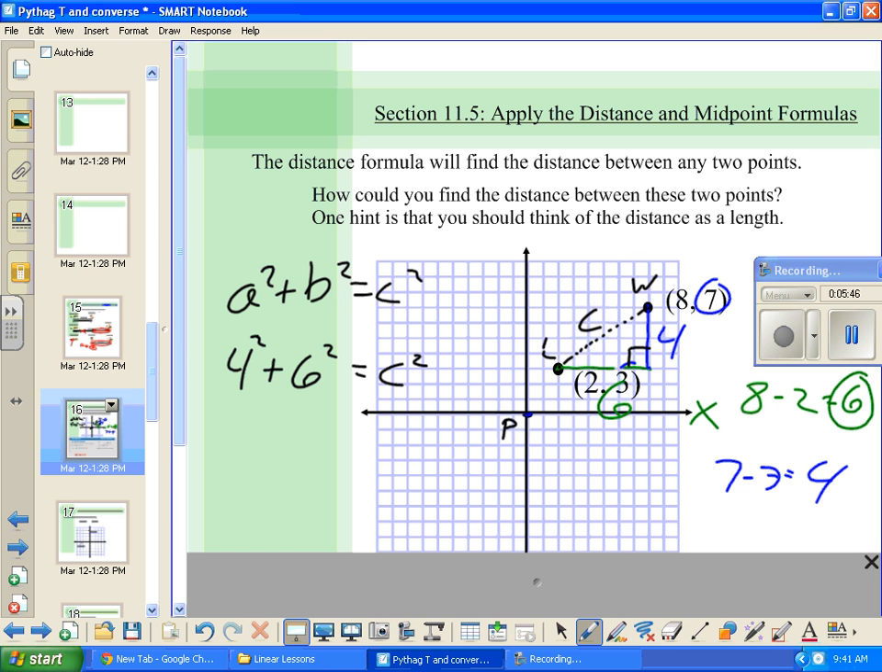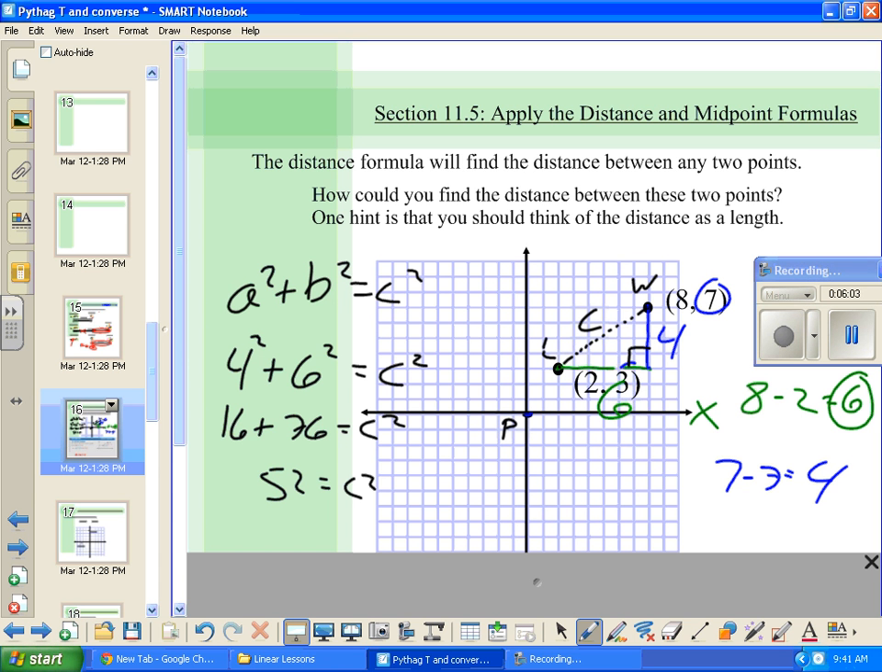So what do you know? It's just like using this formula like we did a couple lessons ago. 4 squared gives me 16. 6 squared gives me 36. That equals C squared. 16 plus 36 gives me 52. And so I'd have to take the square root of 52.